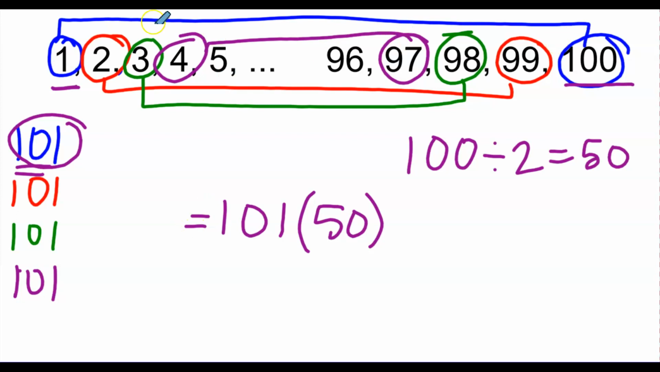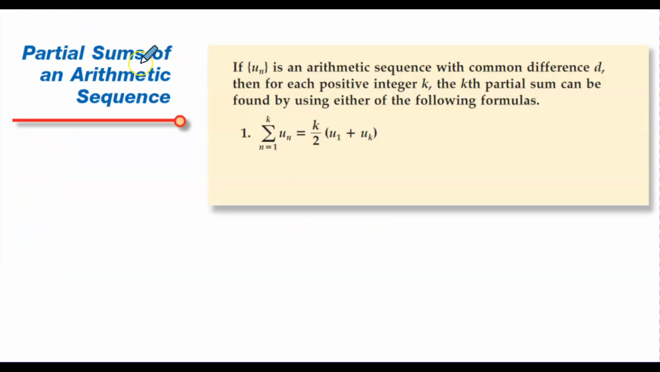Well, using this information, you can see how the formula came about for finding the sum of a sequence, or the partial sum of a sequence, because the sequence goes on forever, so you're finding part of that sum. And that formula looks like this.